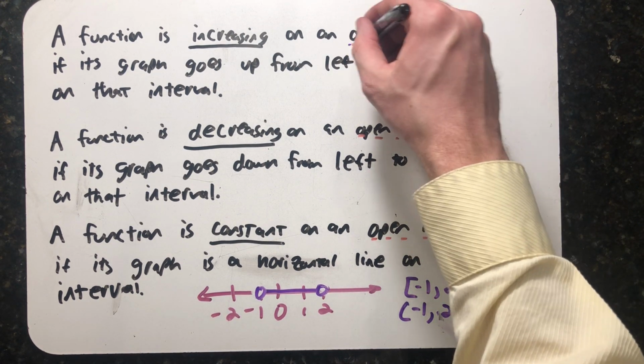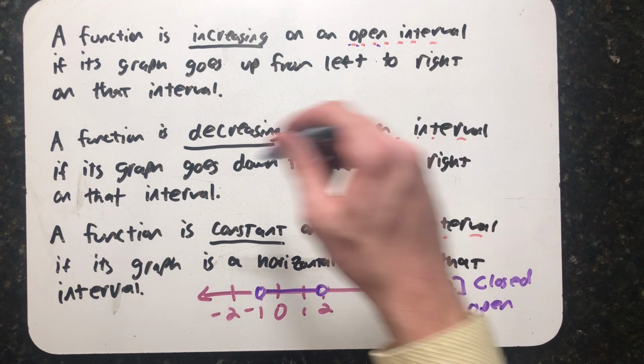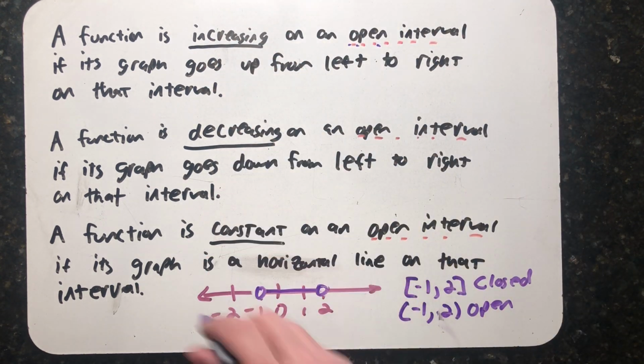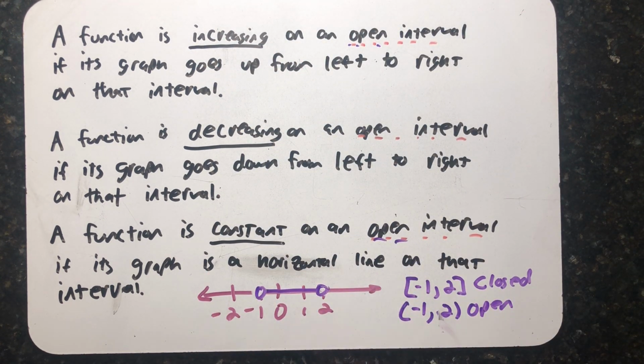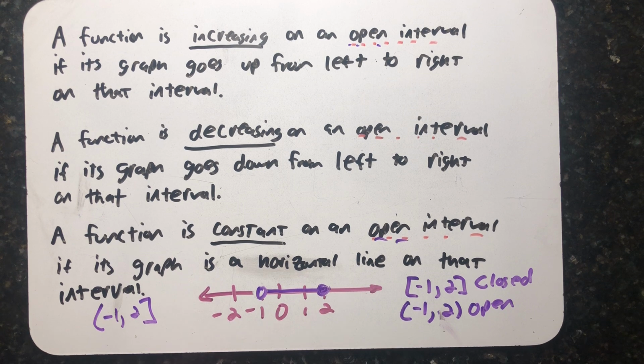So when I'm talking about increasing, decreasing, and constant, I'm only thinking about these kinds of intervals. I'm never going to use something with brackets, no matter what's in the domain. I'll explain more about that in a minute. There's a third option here. If I fill in one of the endpoints, that would be from -1 to 2, and that's neither open nor closed. So neither open nor closed.